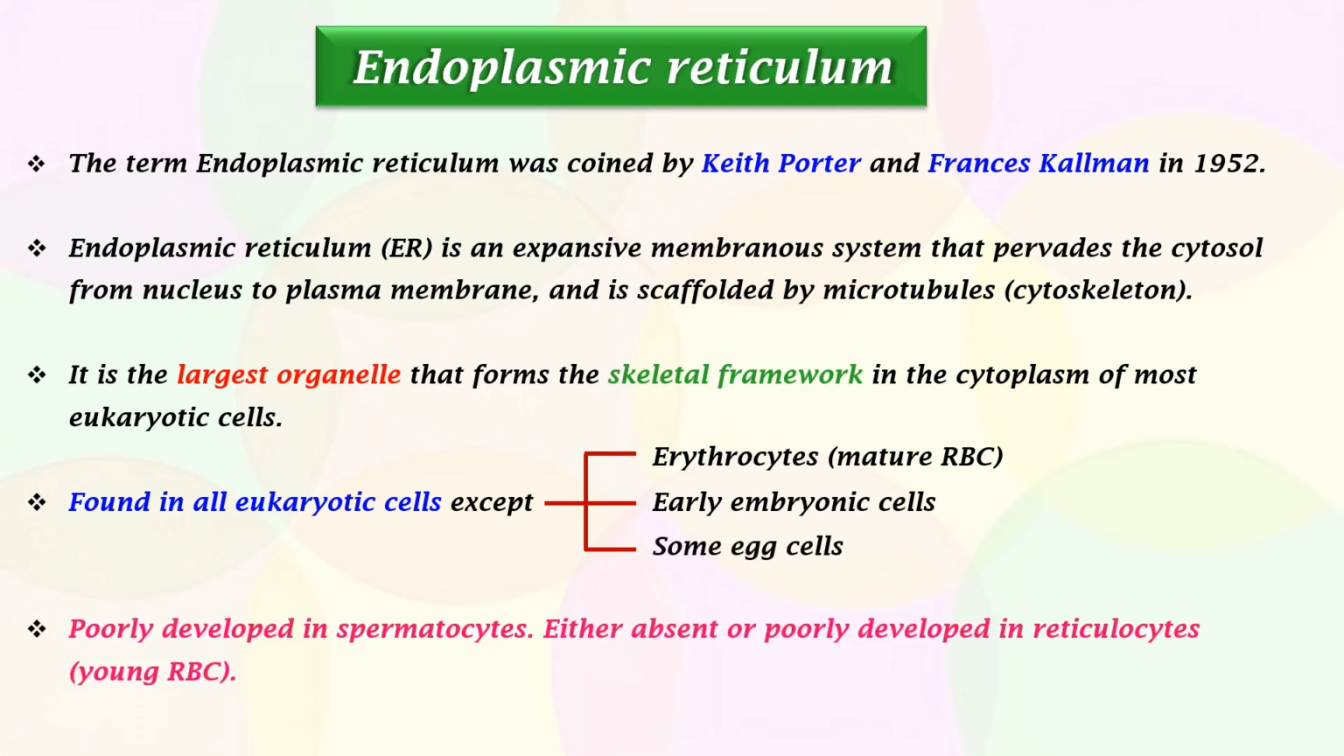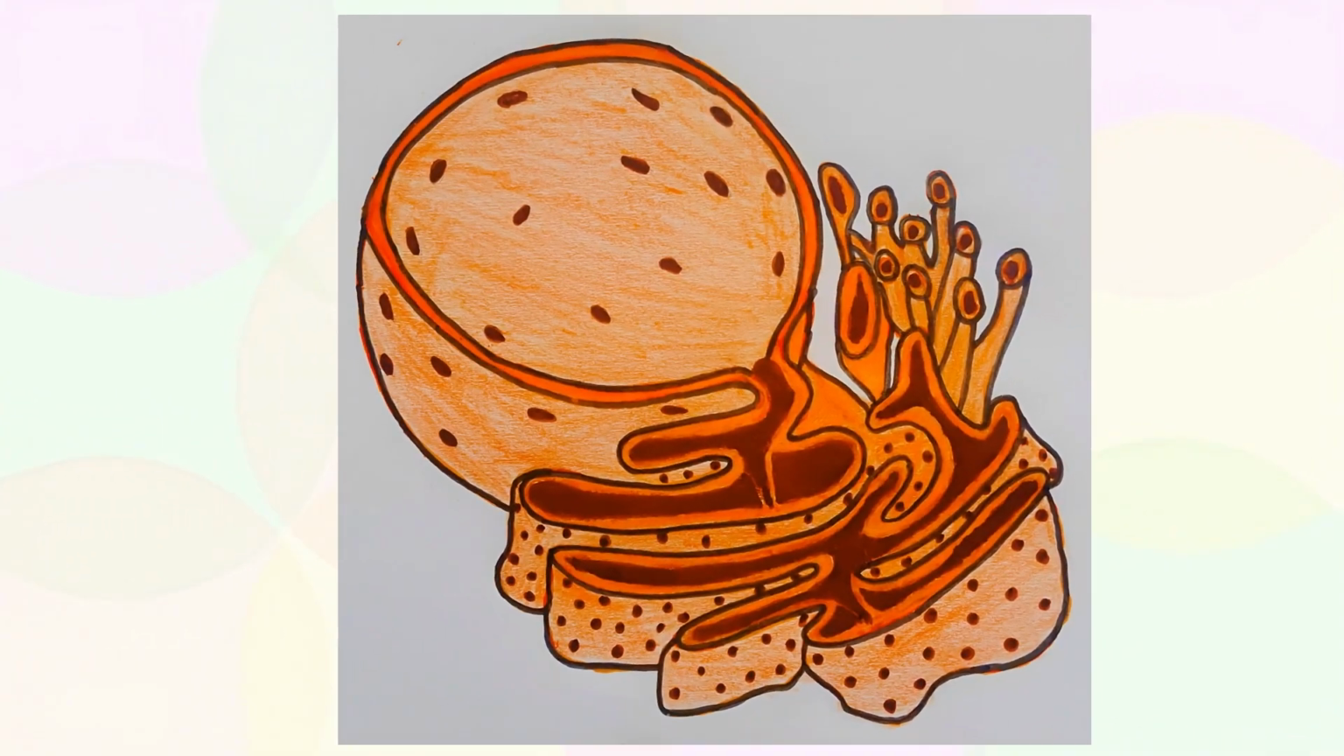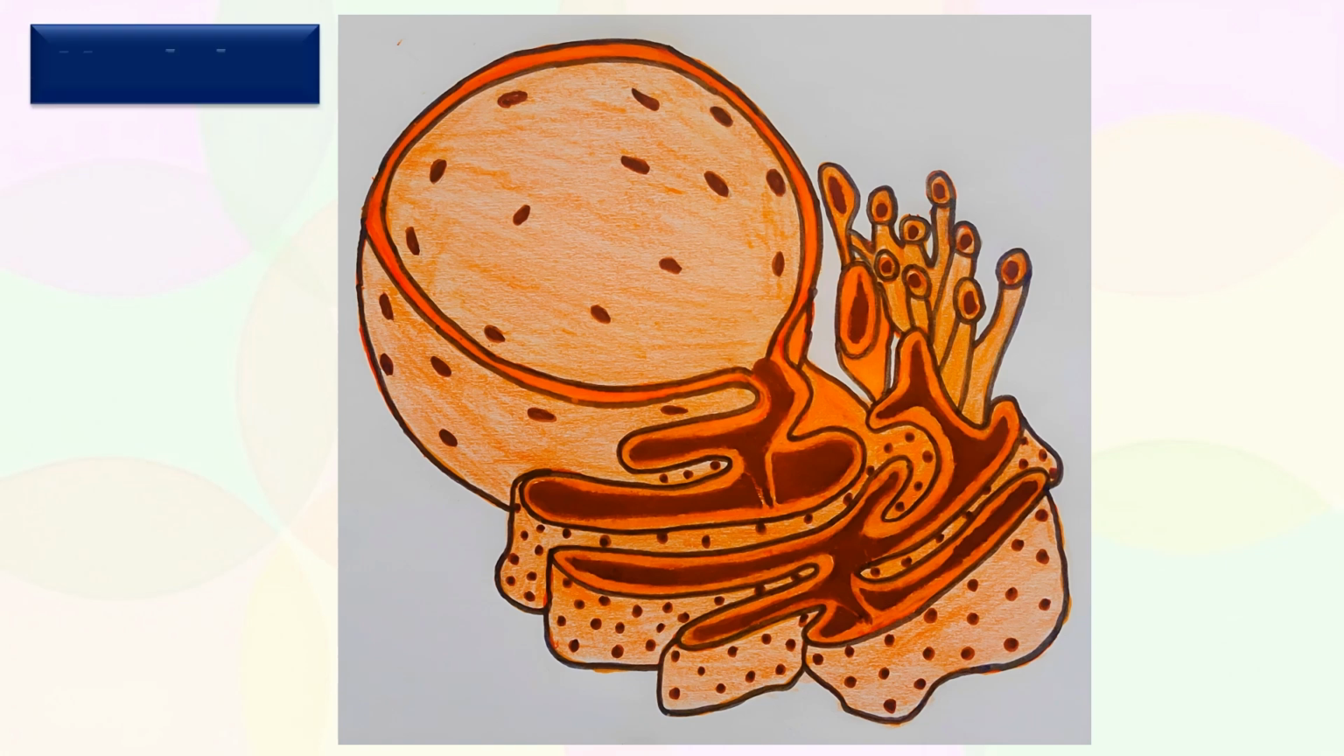On the other hand, endoplasmic reticulum is poorly developed in spermatocytes. But in reticulocytes, it is either absent or poorly developed. The image here depicts the morphology of endoplasmic reticulum. This is the nucleus with the nuclear pore.